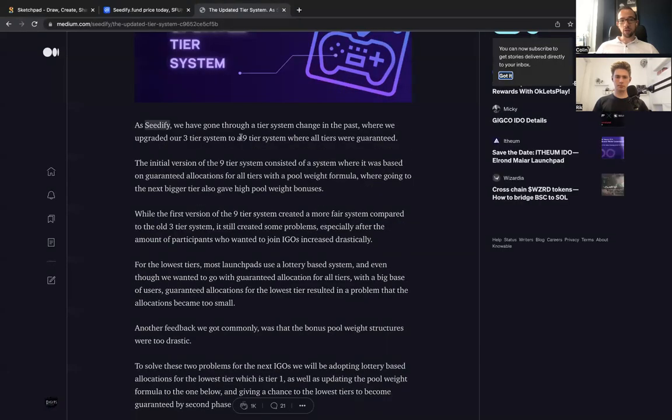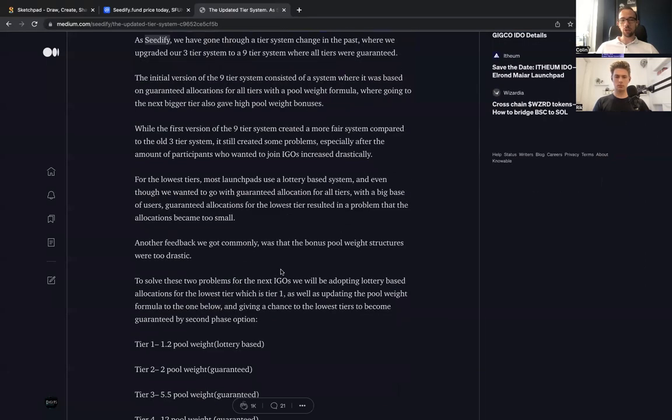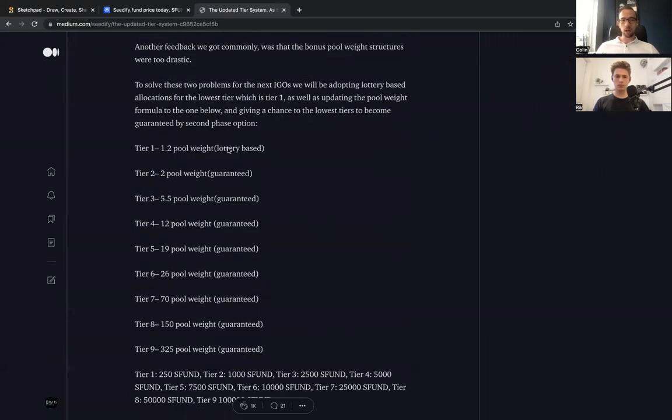They have upgraded the 3-tier system to a full 9-tier system. In that case, you would only do that if you have more users than you would expect to have, right? Give them more choices. So it's lottery based, guaranteed, guaranteed, guaranteed, guaranteed.